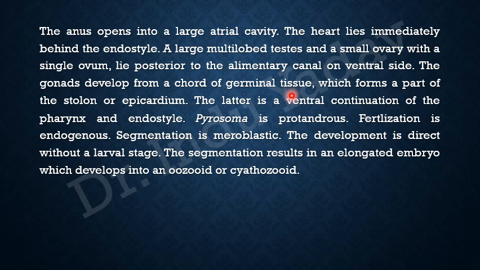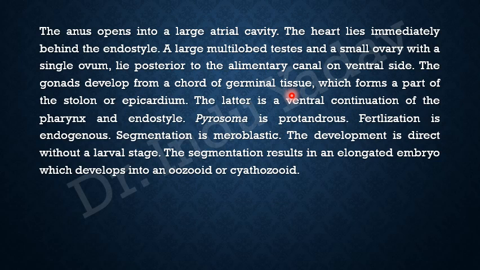Pyrosoma is protandrous. Protandrous means the male reproductive system matures first, and the female reproductive system follows afterwards. Fertilization is endogenous, it happens inside the body. Segmentation is meroblastic. You must know what meroblastic is. The egg has a large amount of yolk. Due to this large amount of yolk, it does not undergo complete division, and only the blastodisc present above the yolk divides, so the divisions are limited to that disc. The development is direct without a larval stage.